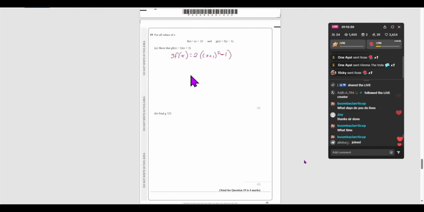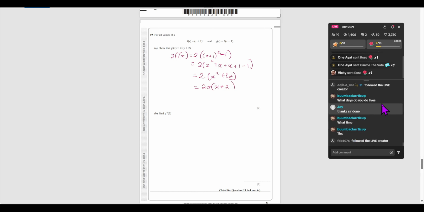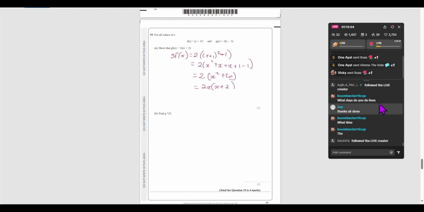And then you would expand it. So we get 2x squared plus x, 1 negative 1 minus 1. And then you simplify even more to get 2x squared plus 2x. And then you would factorize it even more to get 2x and then x plus 2. Okay? And once you have done that, that is technically our final answer. That is our final answer.